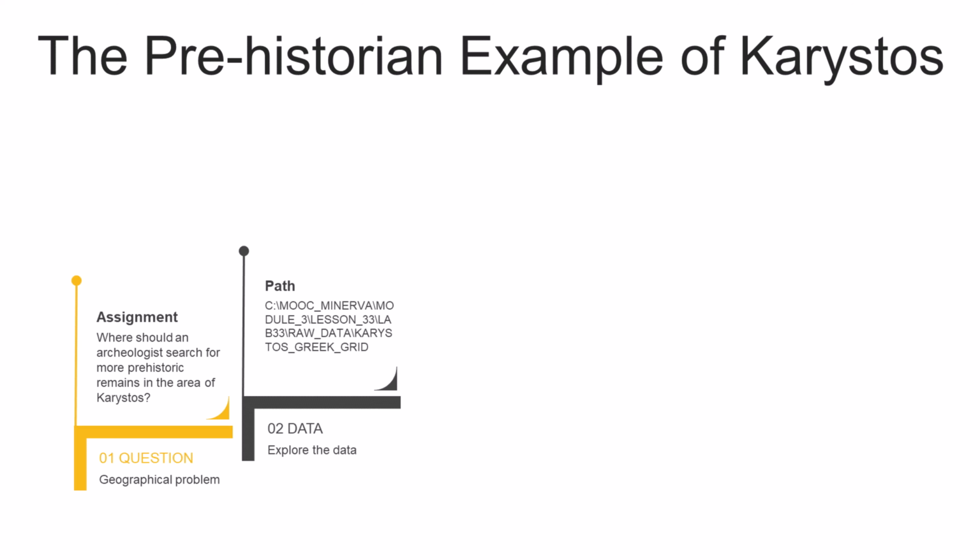In this case, you will use the data provided in Lab 3.3. It should be saved in C, MOOC MINERVA, Module 3, Lesson 3.3, Lab 3.3, Raw Data, Karystos Greek Grid. You can open by double-click lab_33.qgz, stored in C, MOOC MINERVA, Module 3, Lesson 3.3, Lab 3.3. Before starting the guided exercise, you can stop this video to explore the data, open the attribute tables of the layers, and try out the tools shown in the Lesson 3.2.